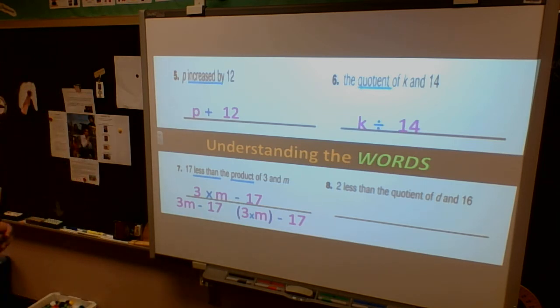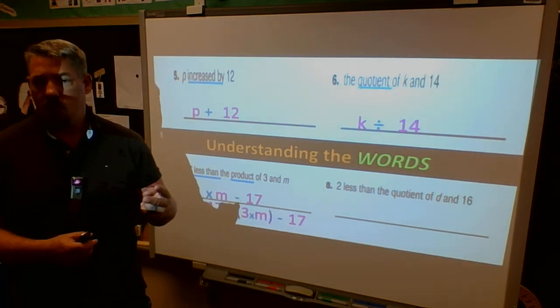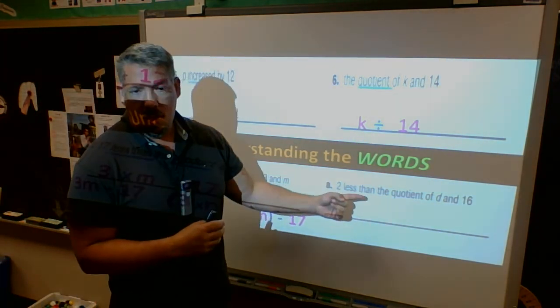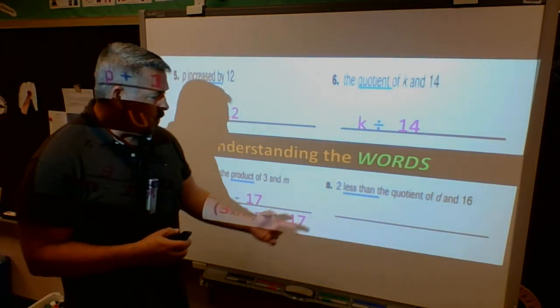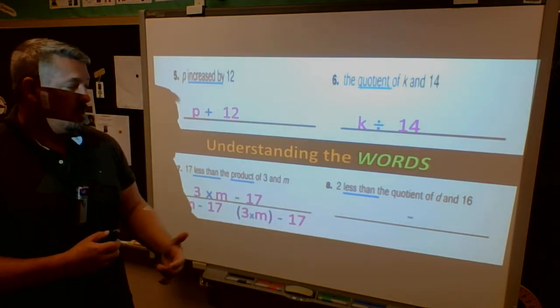So hopefully you have solved for number 8 as I have asked. And as you were looking at it, you saw that there were 2 sets of words that made us know what type of math we were going to do. 2 less than is the first one. So I know I have less than, but less than what? Well, I have less than the quotient. So that's the second one.